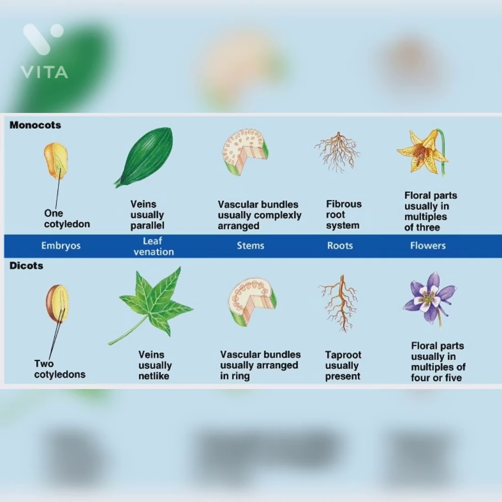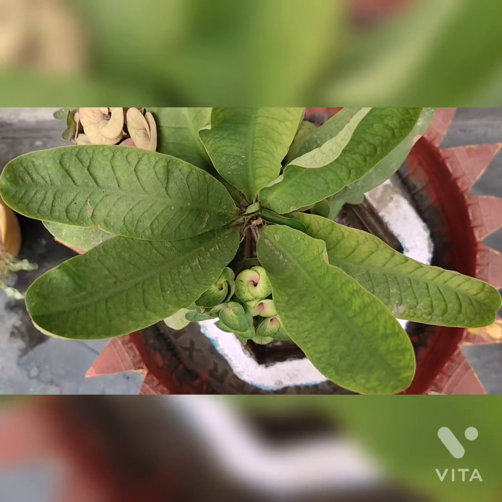And in the case of dicots, usually floral parts are multiples of 4 or 5, means 4, 8, 16, or 5, 10, 15. So in this way we can differentiate between dicots and monocots even from the flowers. If the flower has 5 petals or 10 petals, or 4 petals or 8 petals, they are usually dicots. This is a way we can identify monocots and dicots. So now we know the differences between monocots and dicots.